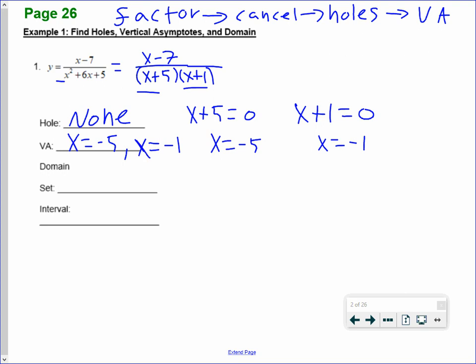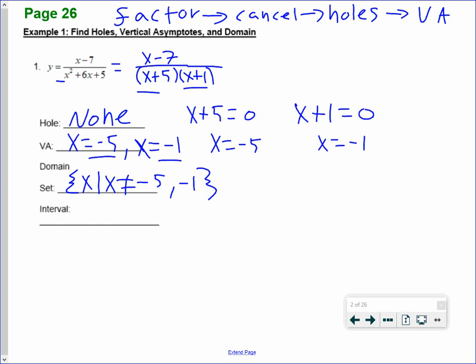So now for our domain. Our domain is going to be all real numbers other than our x values in our vertical asymptotes and our holes. So our set notation will be every value of x such that x does not equal what our vertical asymptotes equal and what our x value of the holes are equal to. So in this case, x cannot equal -5 or -1. And we don't have any holes in this problem, so we don't have to worry about that. So our domain is every value of x such that x does not equal -5 or -1.